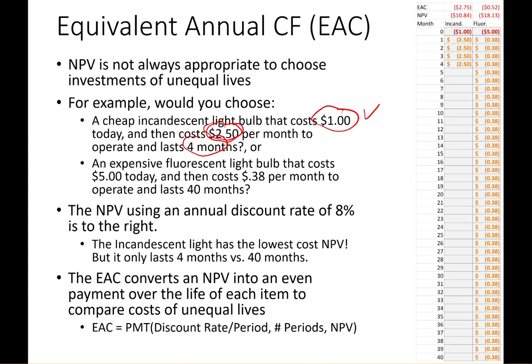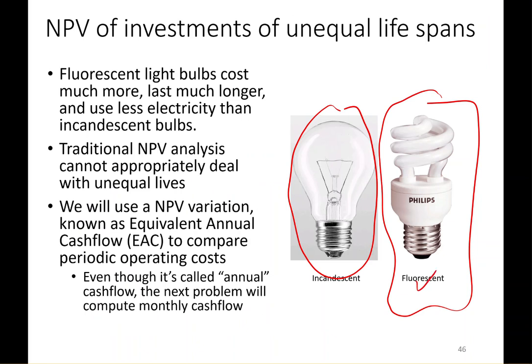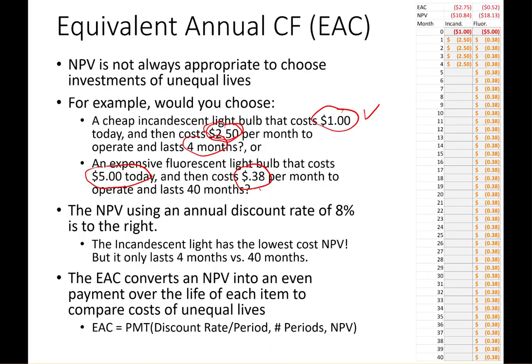Or you can buy that expensive $5 light bulb that has the same amount of lumens, same amount of brightness, but these fluorescent light bulbs operate at much lower electricity costs, and that particular one is 38 cents for the same amount of brightness as this one, and it lasts for 40 months, 10 times longer.